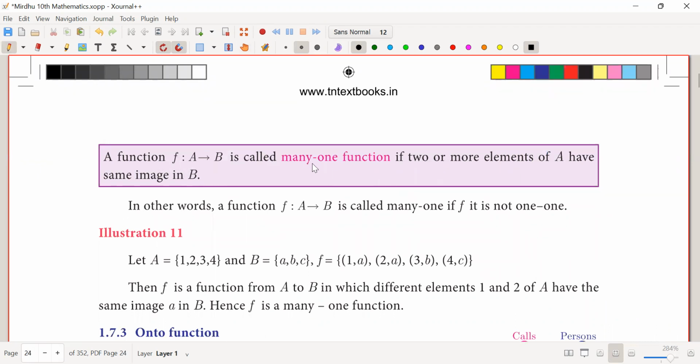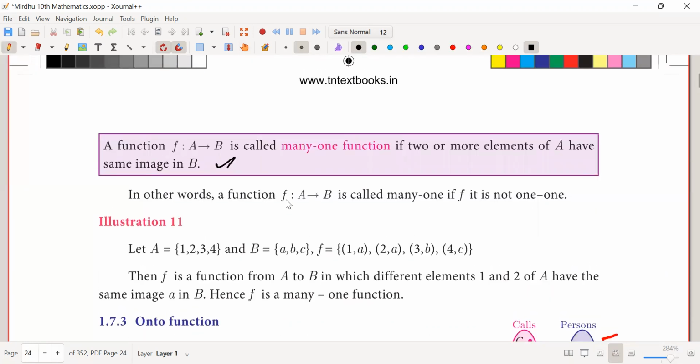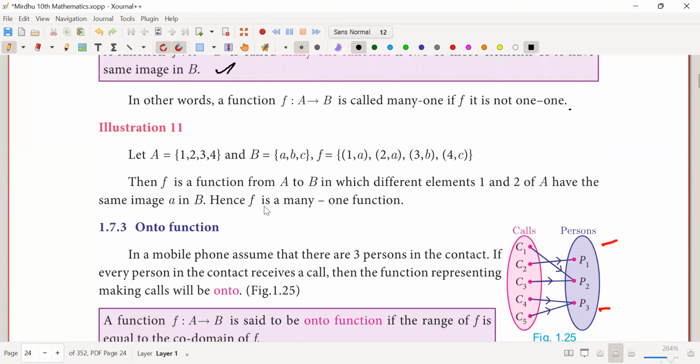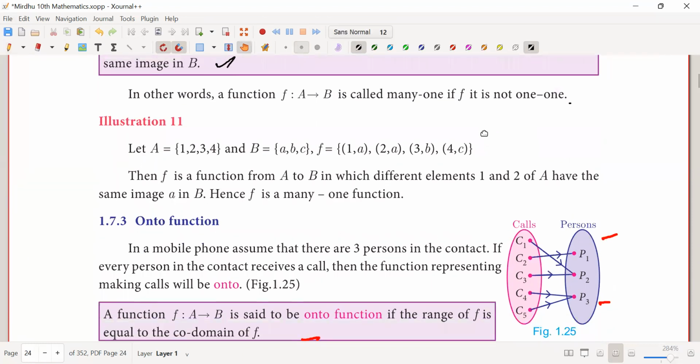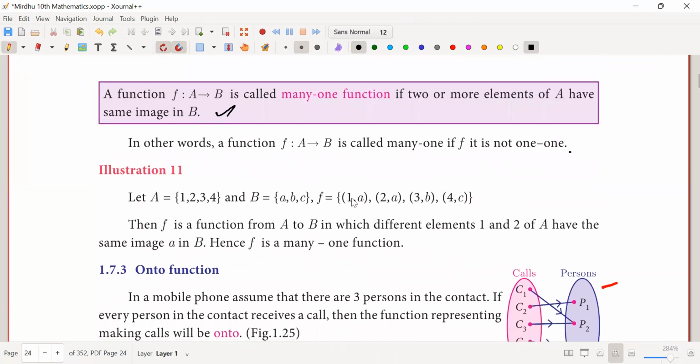A function from A to B is called many-to-one if 2 or more elements of A have the same image in B. In other words, a function f from A to B is called many-to-one if f is not one-to-one. Illustration 11: A = {1, 2, 3, 4}, B = {a, b, c}, f: 1 to a, 2 to a, 3 to b, 4 to c. Right, here we can see that 1 and 2 have the same image. So this is a many-to-one function.